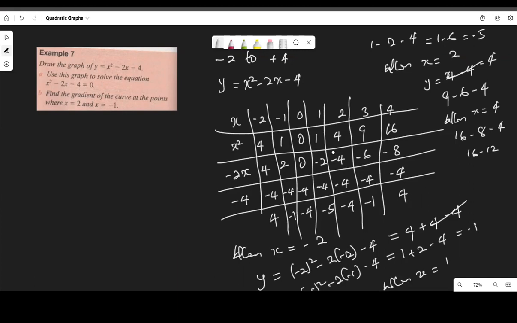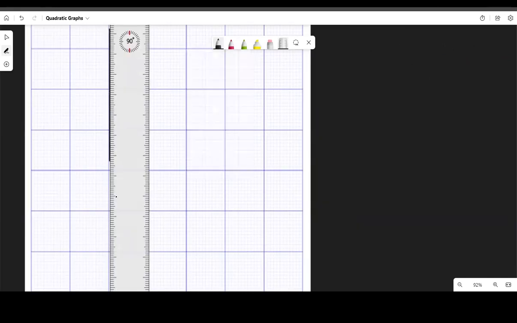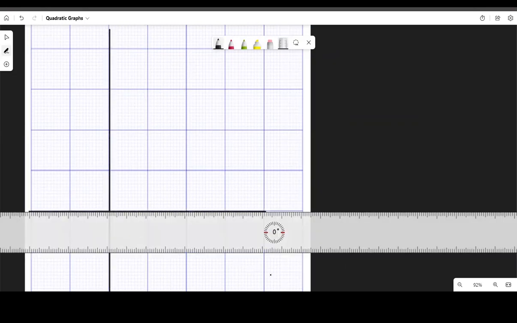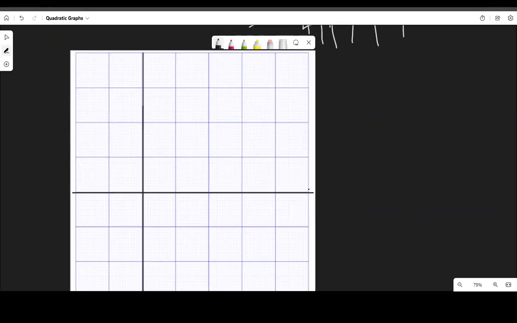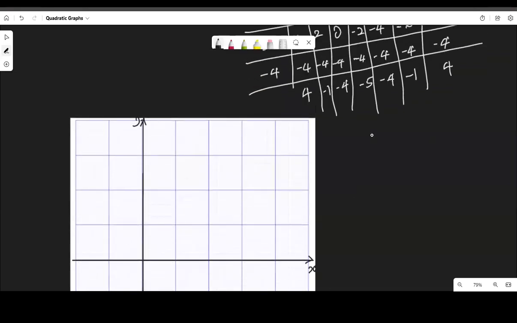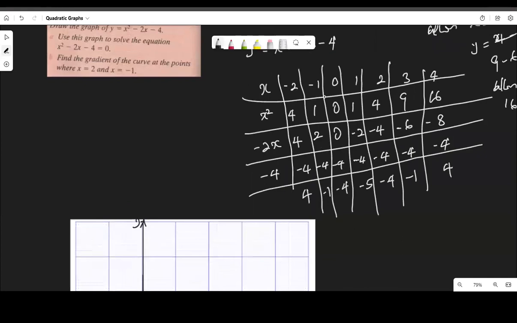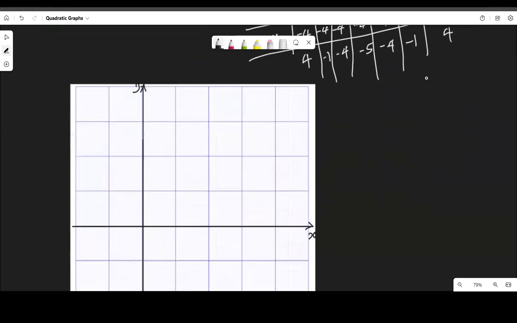Okay. Now I know the values of this. Can I plot the graph? So here is a graph with x and y axis marked. This is the x axis, and this is the y axis. So now let's choose our scale based on the values we have. On the x-axis, I have -2 to +4. I think a scale of 2 centimeters to 1 unit will be okay here.